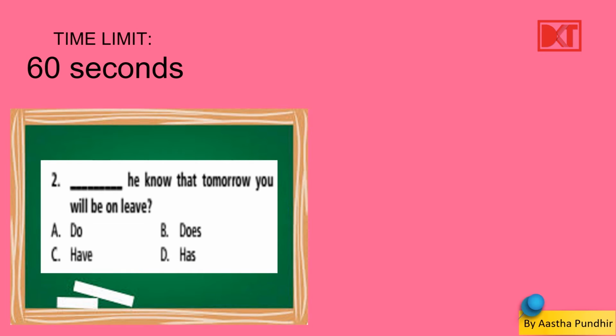Okay, now here, dash he know that tomorrow you will be on leave? Do he know? Does he know? Have he know? Has he know? So here, know is the simple present form of the verb know, the infinitive form. So with this and the subject he, we use does. So does he know that tomorrow you will be on leave? Right.